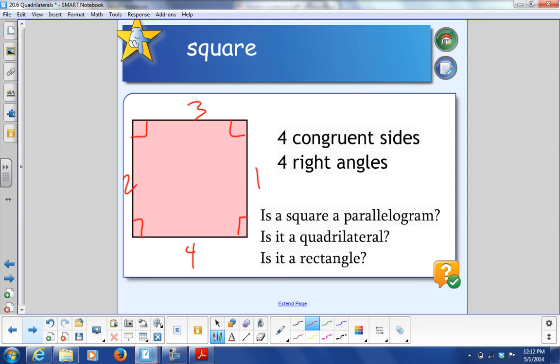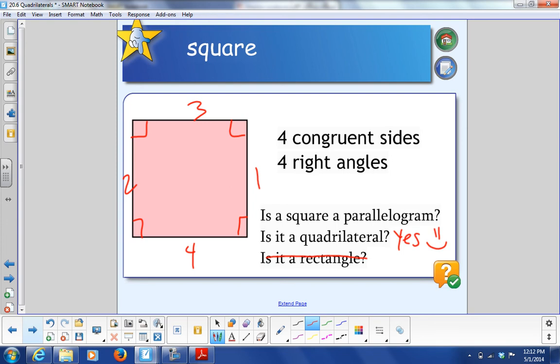Okay, is a square a parallelogram? Is it a quadrilateral, or is it a rectangle? Well, it's not a rectangle for sure, because a square has equal sides. All four sides are equal. A rectangle only has two equal sides, so the top and bottom would be the same, but the right and left are going to be different. A square is a quadrilateral, so this one is a yes. It's a happy face. It's a type of quadrilateral. A quadrilateral has four sides and four angles.